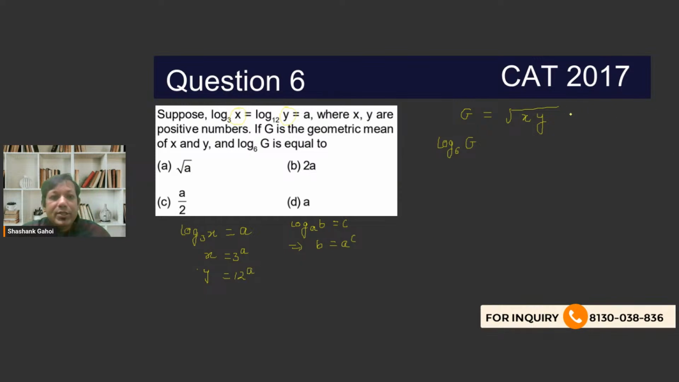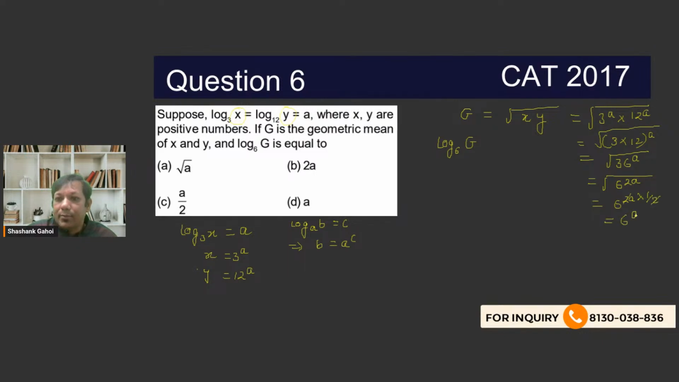Okay, so I am just going to plug in this value, that is equal to square root of 3 power a into 12 power a. Now the power is the same, so I can say it is 3 into 12 whole power a, and square root. So from here I am going to get square root of 36 power a. Now what is 36? 36 is 6 square, so I can say it is 6 power 2a, and square root is power 1 by 2, so it is going to be cancelled out. So it is going to be 6 power a.